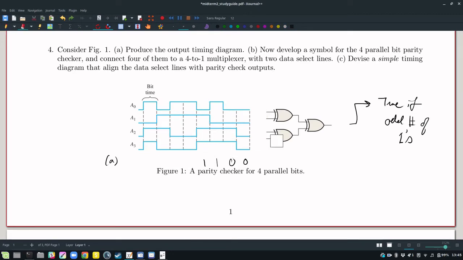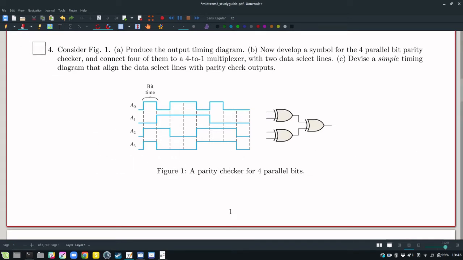But then there's a more intricate assignment in part B, which is to develop a symbol for the 4-bit, 4 parallel bit parity checker, and connect 4 of them to a 4-to-1 multiplexer with 2 data select lines. So let's draw that design. But the key here is the skill, if you can call it a skill, is kind of the way we draw things.